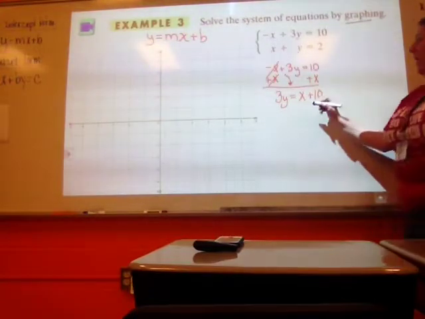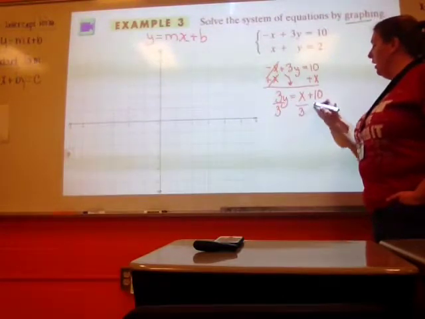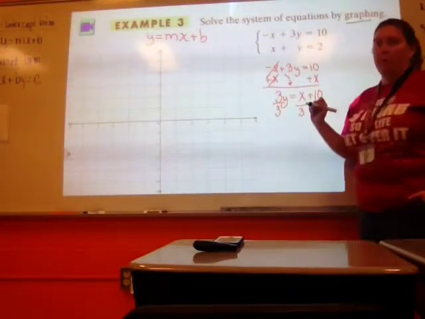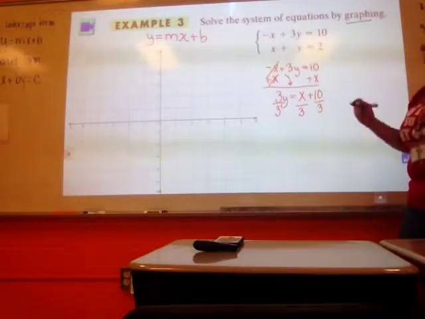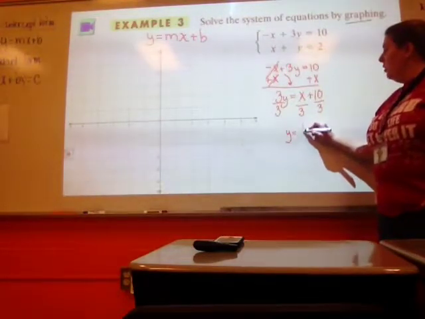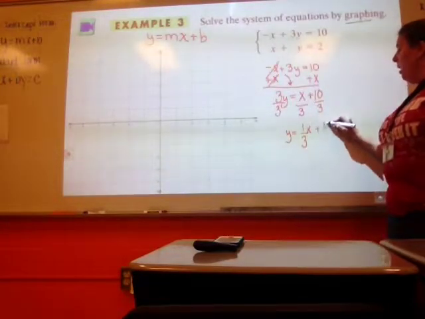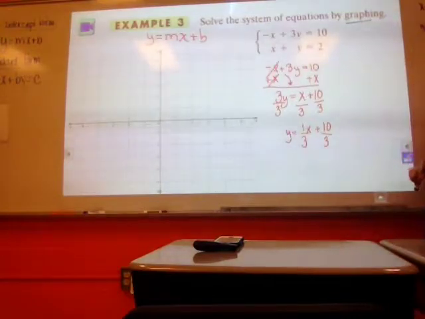Divide by 3. Where? On both sides. Everywhere. On all terms. Everybody agree with that? Okay. So, y is now going to be equal to 1 over 3 x plus 10 over 3. Everybody agree with that?